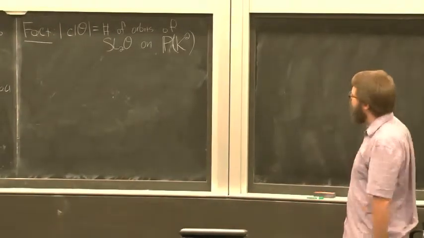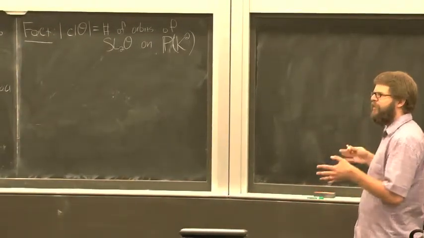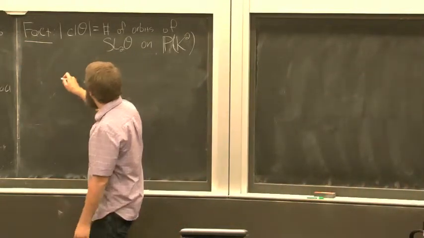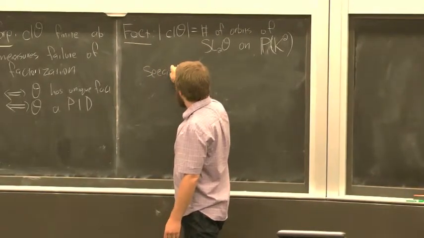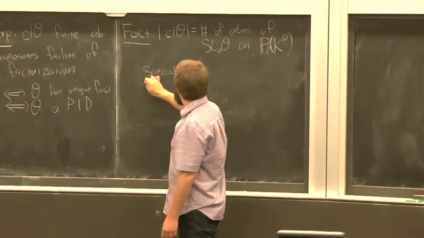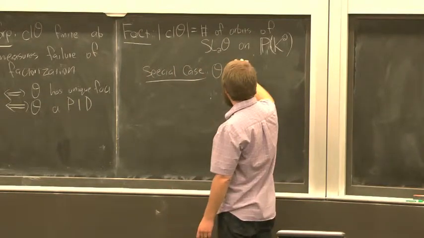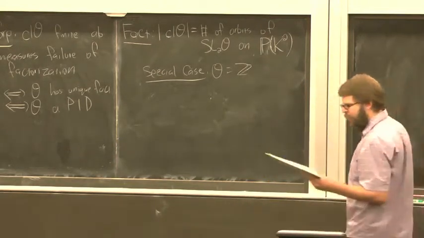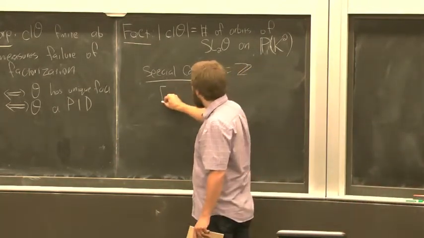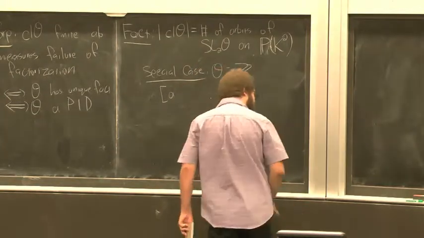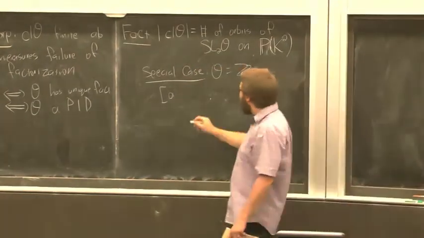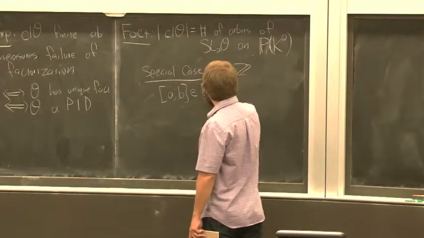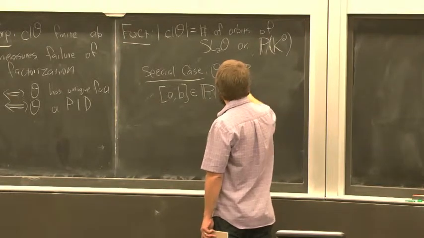Let me explain this, as it might seem like a mysterious thing. What's the relationship between this and unique factorization? One special case is when O is equal to Z, and there it should say that there's exactly one orbit. How does that relate to unique factorization? Well, consider some point, which I'll write in homogeneous coordinates, A, B, at some point inside P of Q squared.